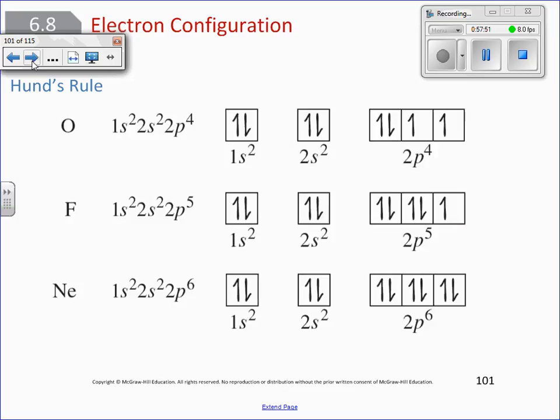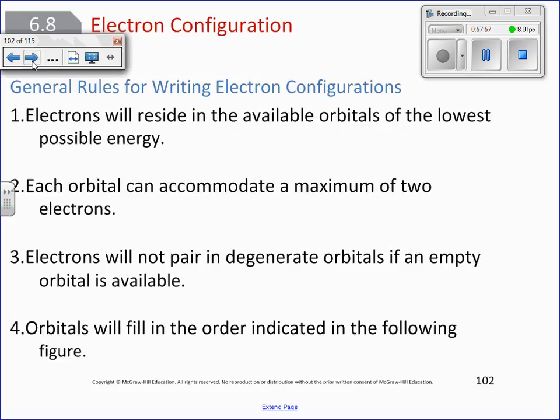So, general rules for writing electron configurations. Start with the lowest number first. Each orbital can accommodate a maximum of 2 electrons. They will not pair in degenerate orbitals if an empty orbital is available, which means you don't pair them if there's an empty box. And the following figure, which is what I wrote, 6p, 7s, okay.